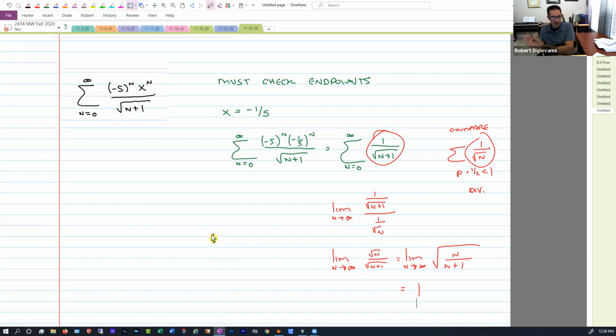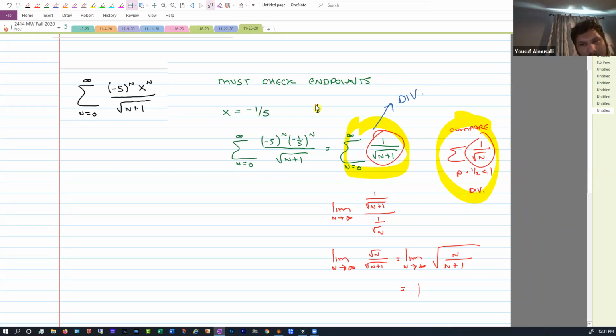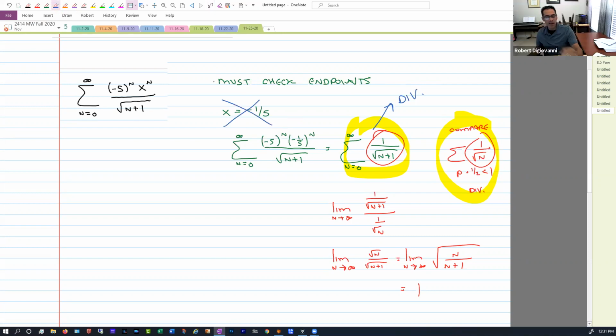If you take this limit and you get a positive real number, a positive constant, did we get a positive constant? Yes, we did. So the conclusion is that whatever this one did, that one does. So what does this one do? It diverges, which means we better not plug in -1/5. If we plug in -1/5, this power series will not converge.